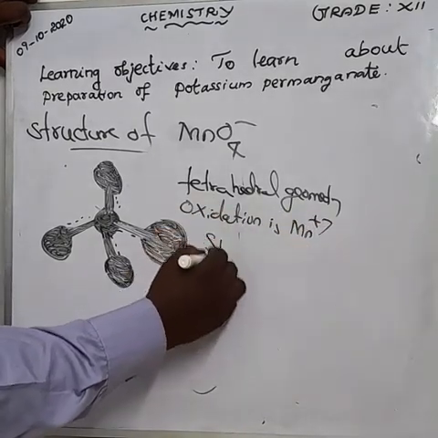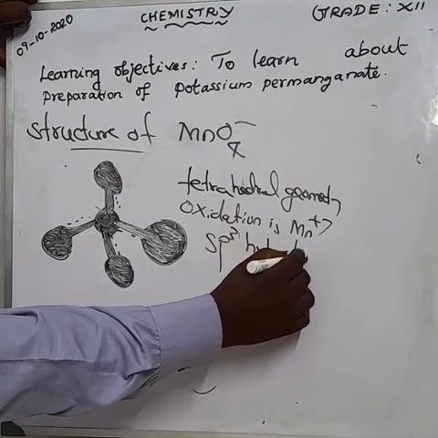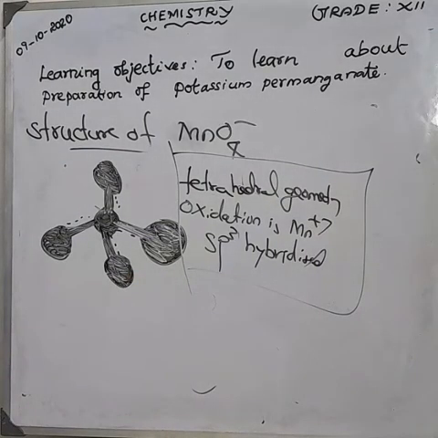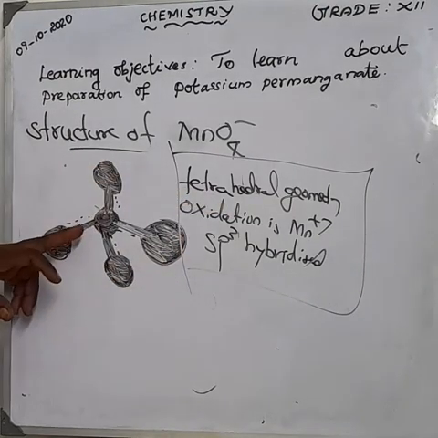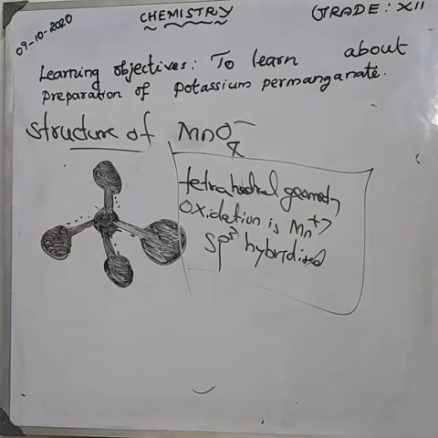Next, it is sp3 hybridized. Those are the 3 points. Don't forget the 3 points. What is the geometry of the permanganate ion? Tetrahedral geometry. The central metal is Mn7 plus ion, and the hybridization is sp3. Don't forget that.